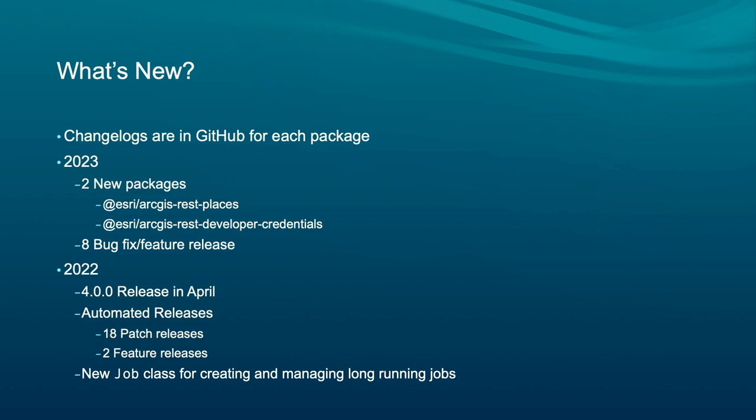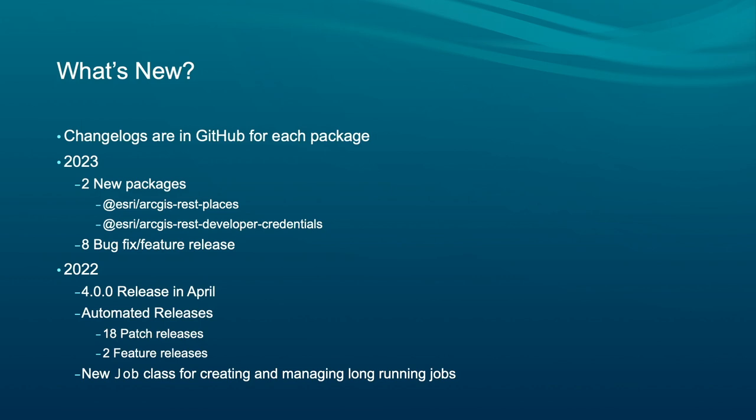So we actually shipped out another 20 releases, probably about 25 or so commits on the repo. And that's also when that new jobs class came in, I think, around summer of 2022. So that was what Al showed in the spatial analysis demo. And then over the last year, we've actually introduced two entirely new packages, one to support the Places service, and then that developer credentials package for automating the creation of developer credentials, wrapping up that entire workflow.